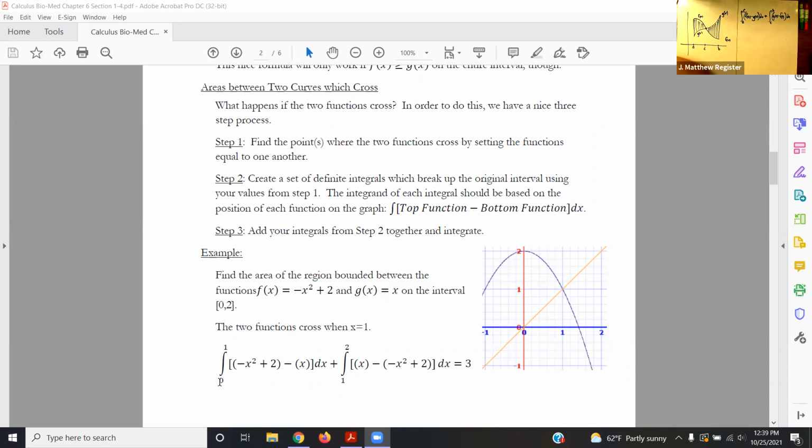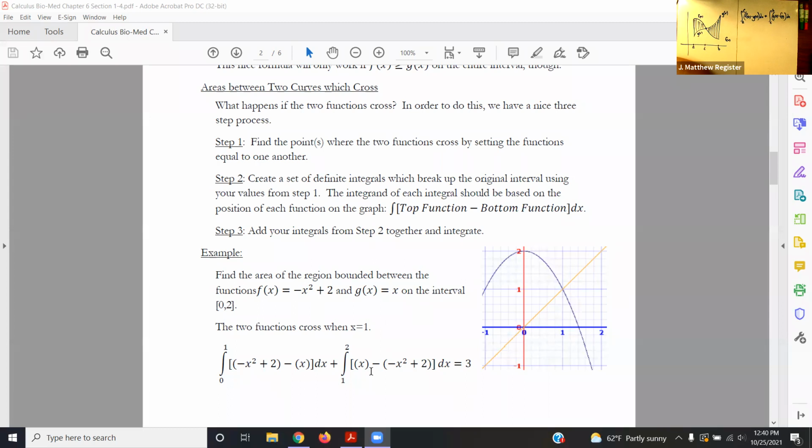And so we set up our first integral to go from 0 to 1. And on the interval from 0 to 1, our parabola, our f of x function, is on top. And so we would do f of x minus g of x, which is here, f of x minus g of x. For the next one, integral from 1 to 2, on 1 to 2, well, we can see that our g of x function is the one on top. And so we do g of x minus f of x.